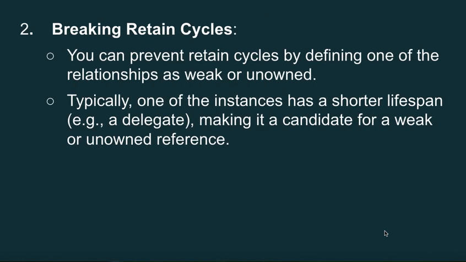Breaking retain cycles. You can prevent retain cycles by defining one of the relationships as weak or unowned. Typically, one of the instances has a shorter lifespan, for example a delegate, making it a candidate for a weak or unowned reference.